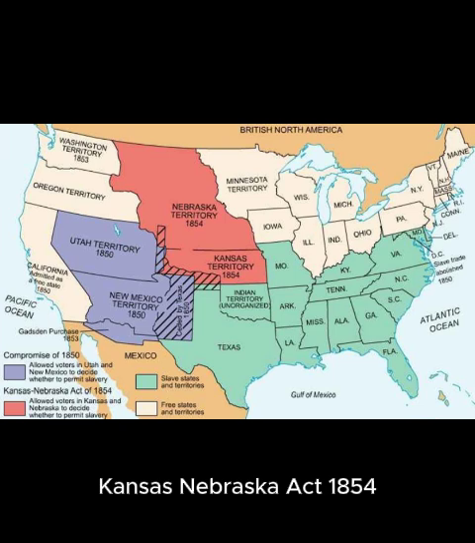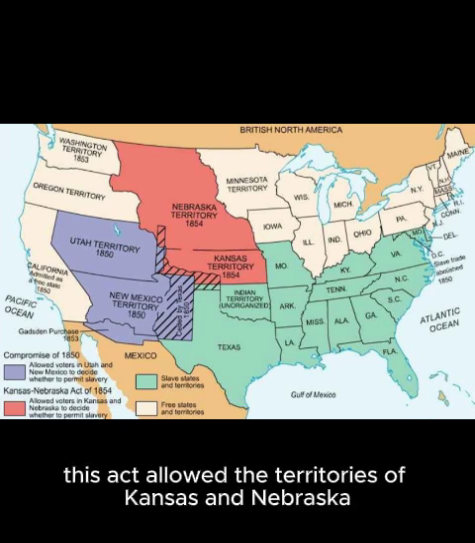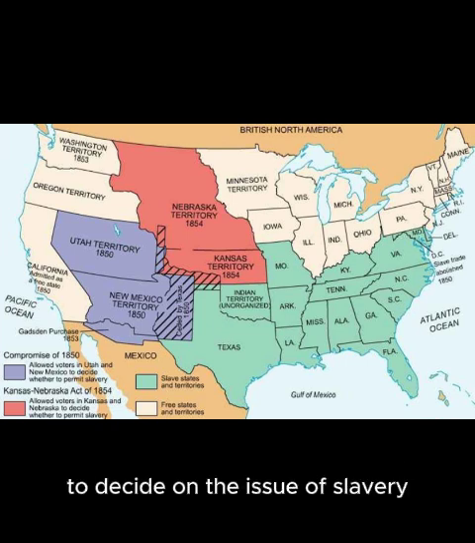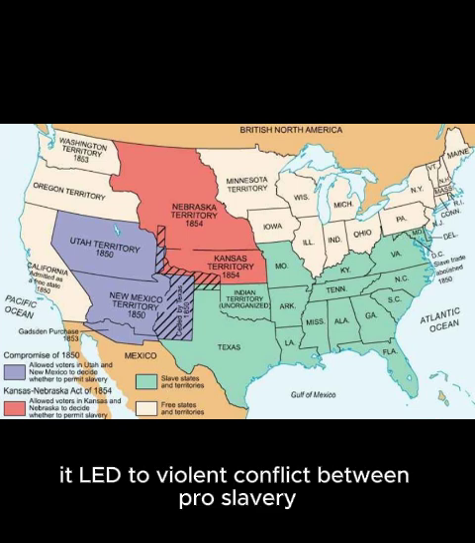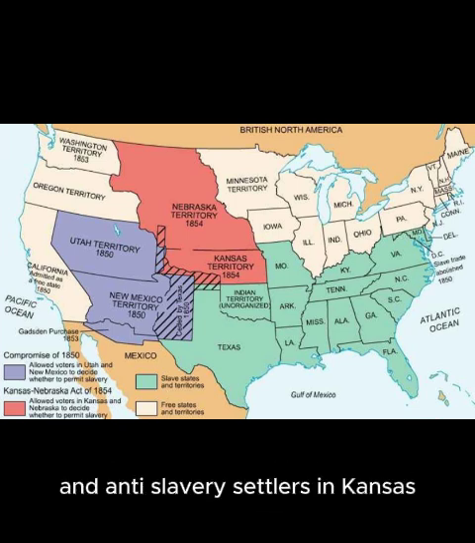Kansas-Nebraska Act, 1854. This act allowed the territories of Kansas and Nebraska to decide on the issue of slavery through popular sovereignty. It led to violent conflict between pro-slavery and anti-slavery settlers in Kansas, known as Bleeding Kansas.